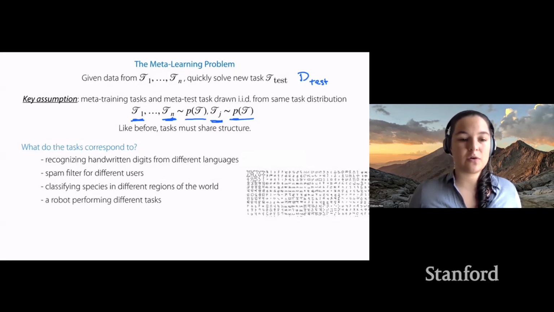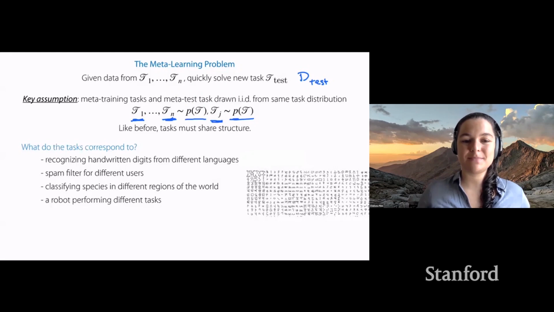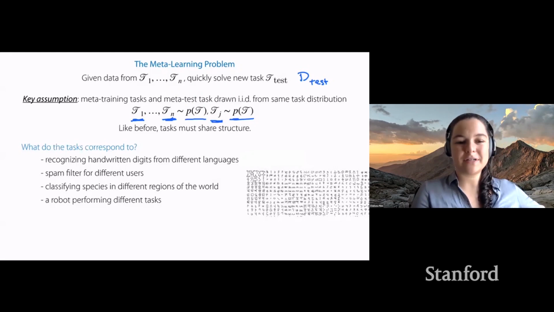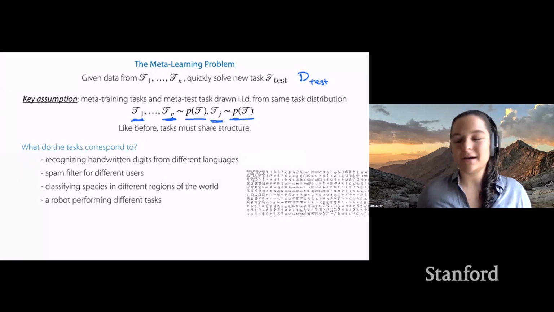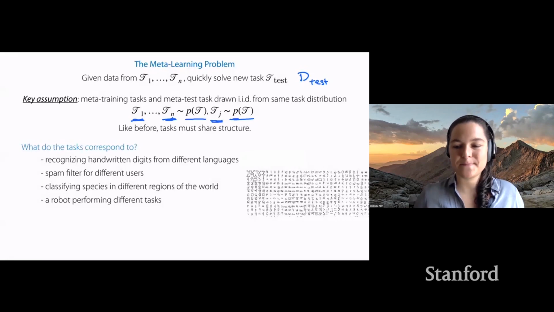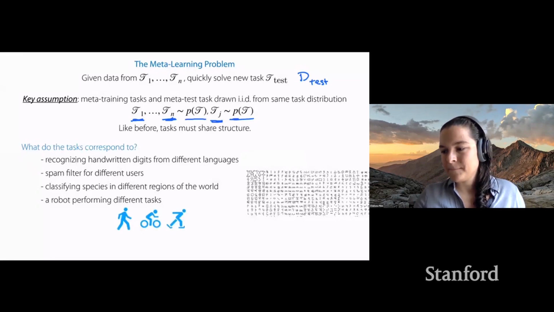And then lastly, it could also correspond to a robot performing different tasks. Maybe the robot has learned 50 different tasks before, and it wants to add a new task to its repertoire from a small amount of data. This is another way to do that. Okay.